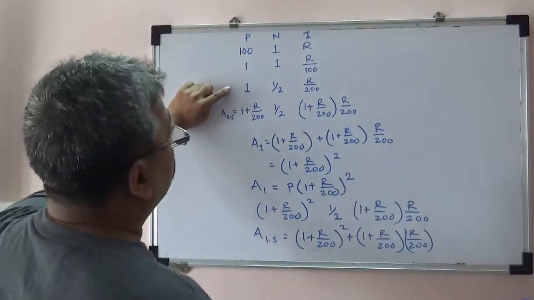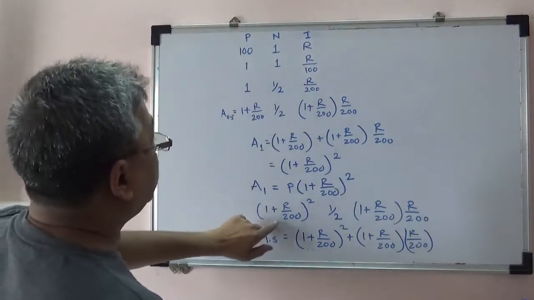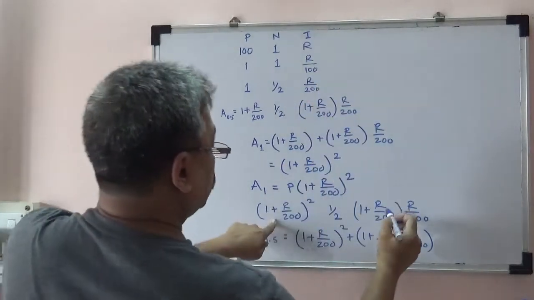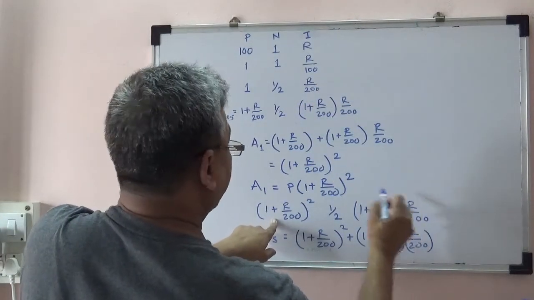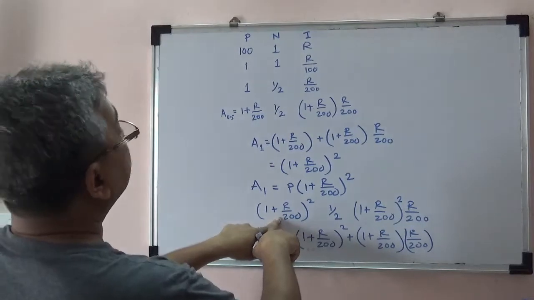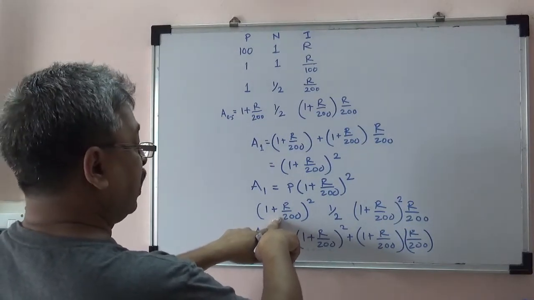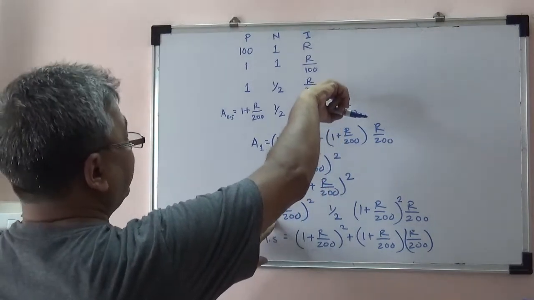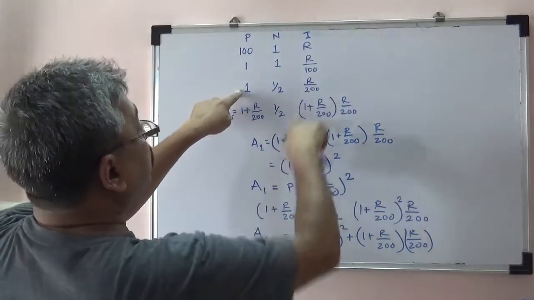Is that right? Or am I making a mistake? This into this. No, this into this. So here it should be square. This is my new principal after 1 year. So this into the rate of interest R by 100 upon 1. That is our unitary method.